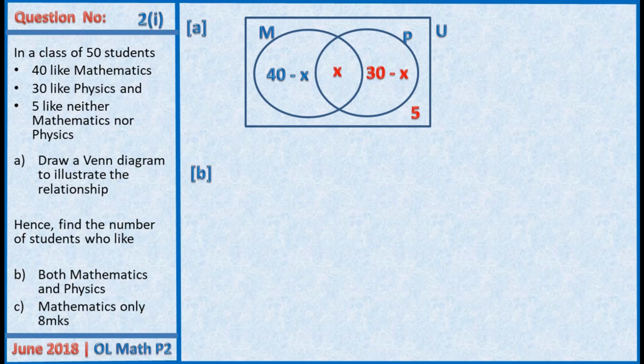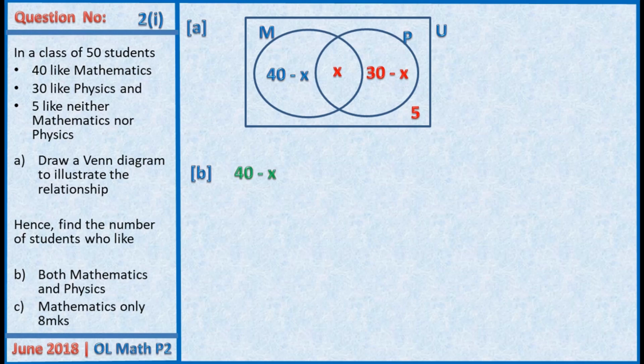So that is the Venn for the equation. Now, find the number of students who like both math and physics. Both math and physics implies the intersection. And from the question, you have been told that there are 50 students in the class. So when you sum all the different regions in this universal set, it must give us 50.